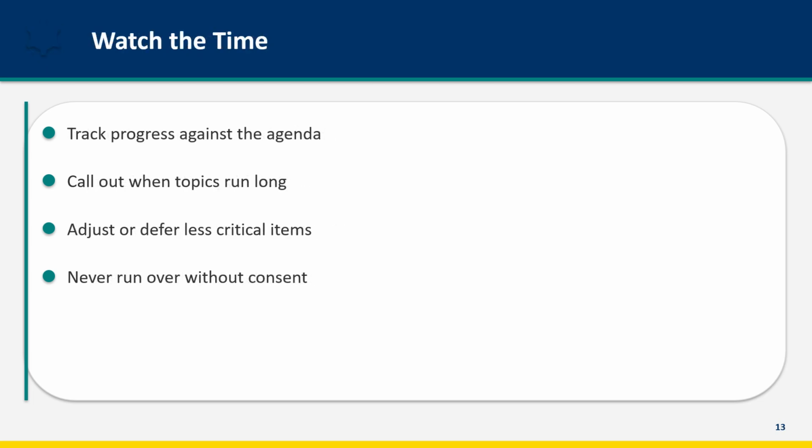Keep one eye on the clock. Track progress against your time allocated agenda. When a topic is running long, call it out. We've spent 20 minutes on this and allocated 15. Should we extend or take it offline? If you're running behind, adjust. Which remaining items can be deferred or handled offline?